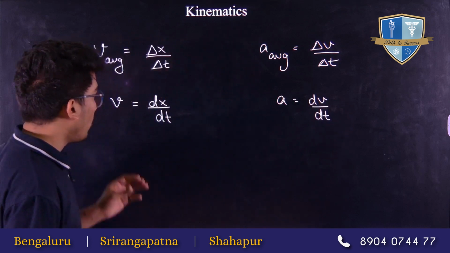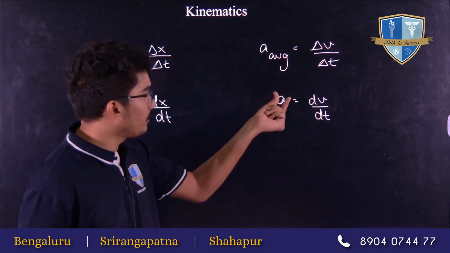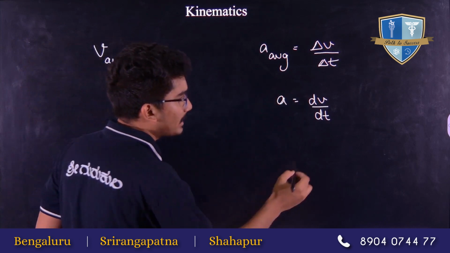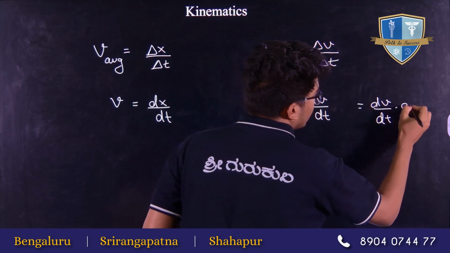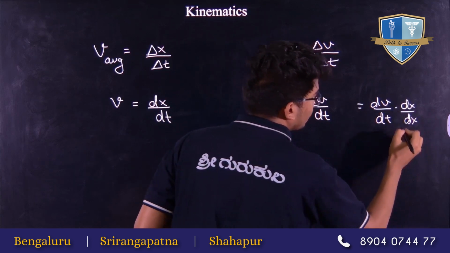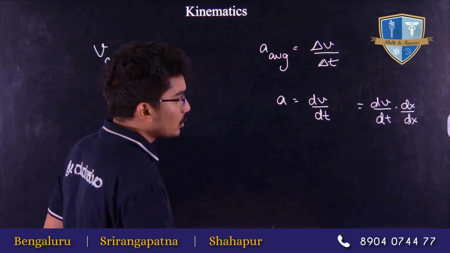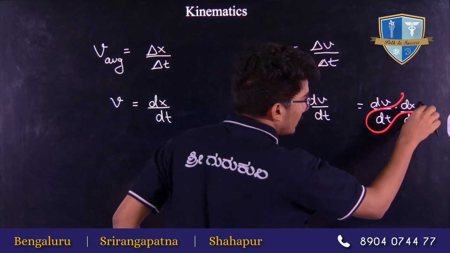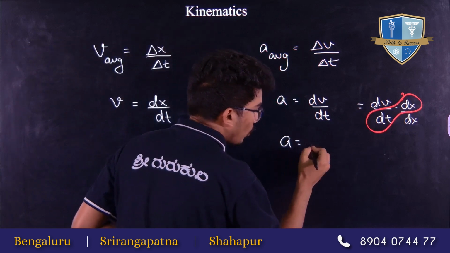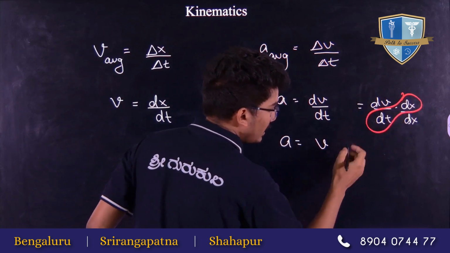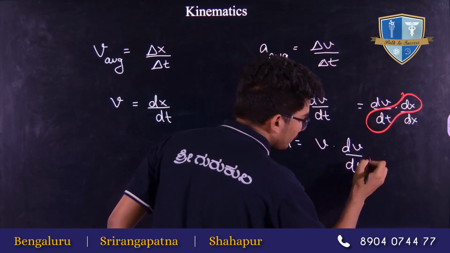Correct? Now for acceleration we can write one more formula in terms of v and x. How? We will multiply. We can write dv by dt is equal to dv by dx into dx by dt. dx by dx is still 1, correct? So we can write this as this, and if you notice this term dx by dt, what is dx by dt? It is velocity, which means acceleration can also be written as velocity into dv by dx.